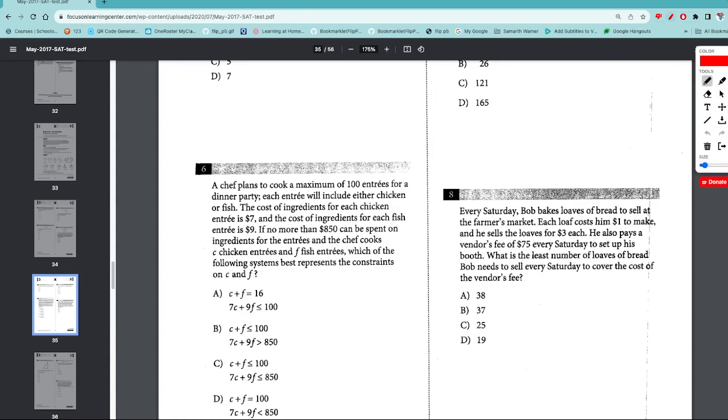Alright, number 8. Okay, this one. What is the least number of loaves of bread Bob needs to sell every Saturday? Okay, so each loaf costs him 1 and he sells for 3 and he pays a $75 fee. He wants to cover the cost, right? Okay, each one he sells, he makes a $2 profit, right? He sells loaves for 3 each, so he makes a $2 profit, and so we need to do 75 divided by 2, and that's what, 3, 6 is 1, 5, we need something over 37, so 38 works.